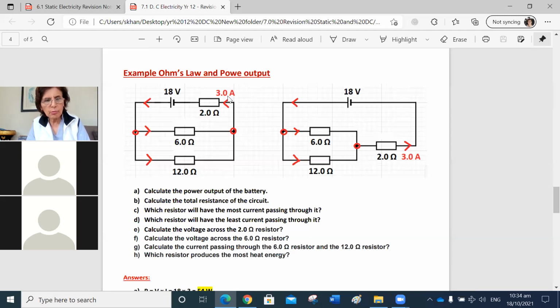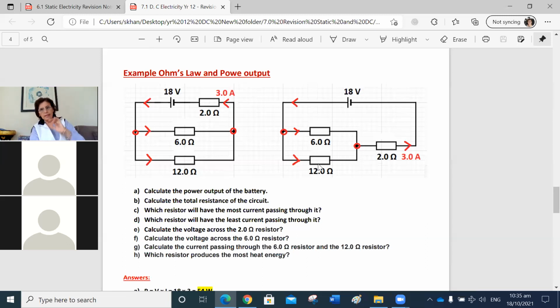Okay. A question that could be asked is, which resistor has the most current passing through it? If you look, it is easier to see if we draw it that way. This 3 amp current is going through this one, and 3 amps comes out, and then it divides into 2 branches. So this one has the most current passing through it. Which resistor has the least current passing through it? Here, the current has got 2 paths. More current passes through the smaller resistor. So this one will have more current, and this one will have less current. So this is the resistor which has got the least current passing through it.